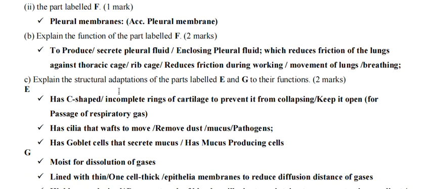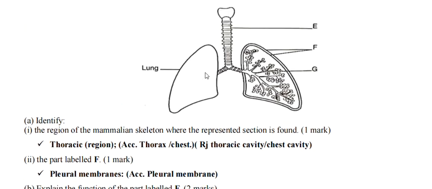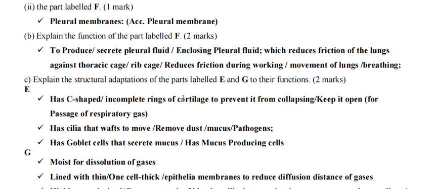Part C, explain the structural adaptations of the parts labeled E and G to their functions. We have part E, which is a trachea. The part E is here, trachea. The part G, specifically the alveolus, because it is one.